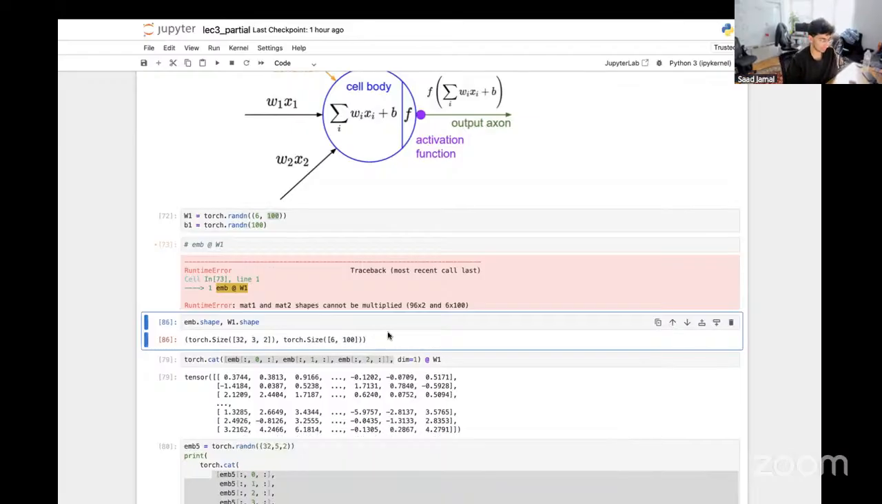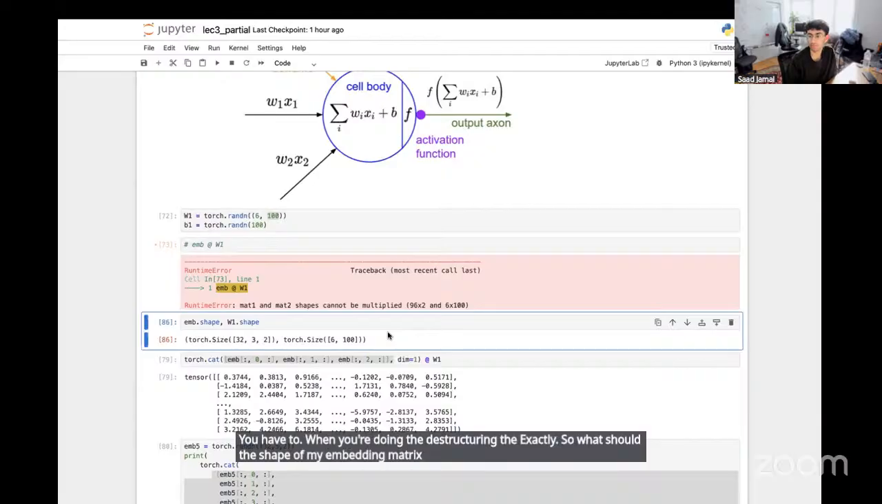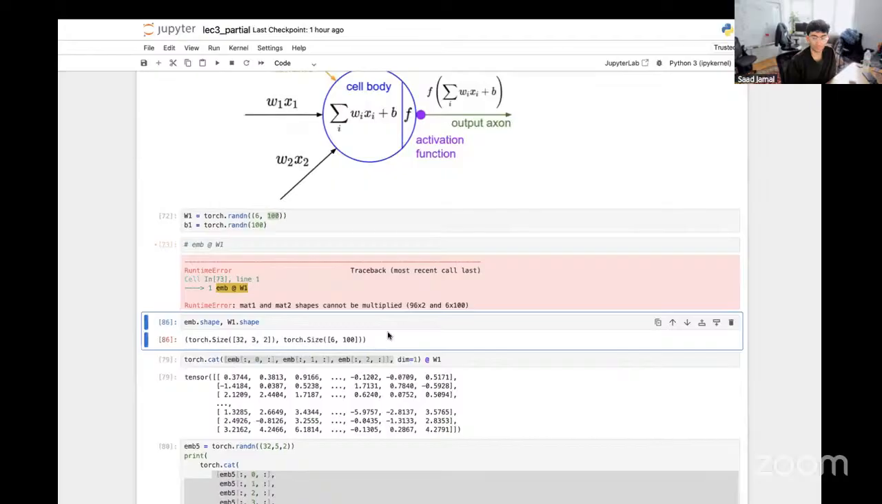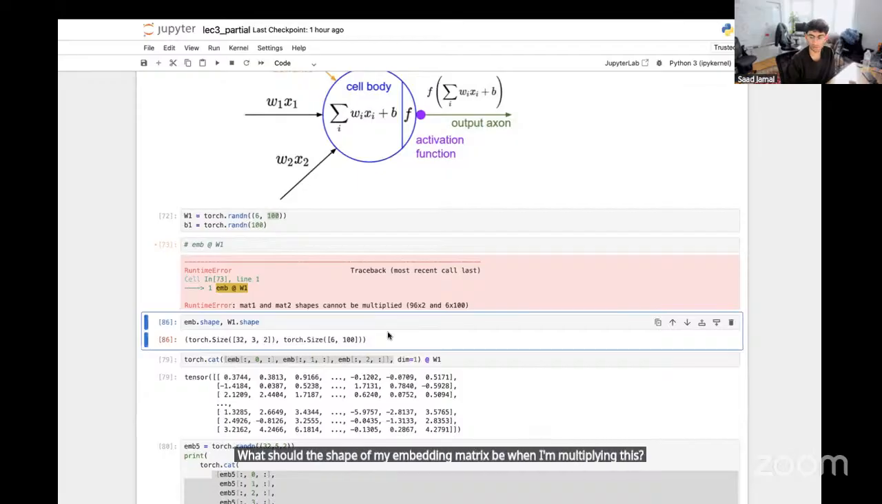You have to do like destructuring. Exactly. So what should the shape of my embedding matrix be? If anyone wants to type it, just one more time. What should the shape of my embedding matrix be when I'm multiplying this? Yes, it should be 32 by 6, right? 32 examples, and my inner dimension is 6.